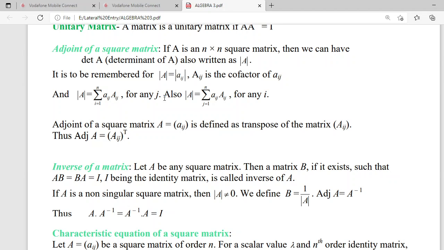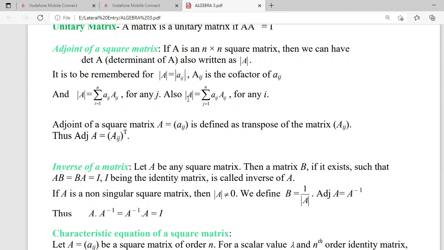This is necessary for finding the inverse. When you find the determinant, how do you do this? The definition is like this. The cofactor is the summation of aij. We consider the cofactor of this, then take the transpose of it, and this we call the adjoint of A.